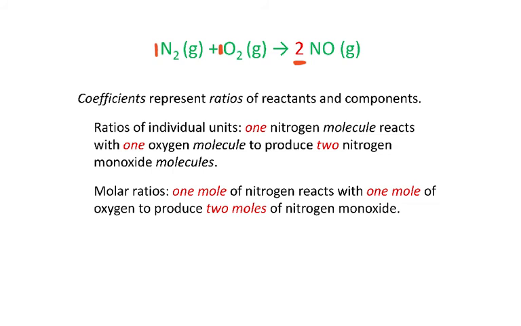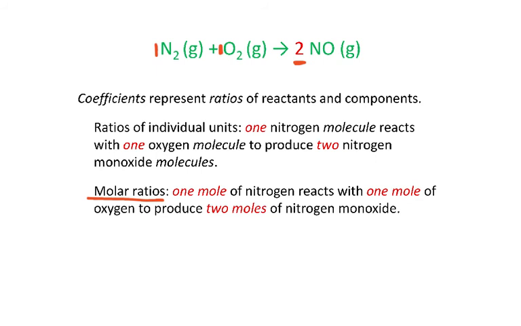It's like one nitrogen molecule reacts with one oxygen molecule to produce two nitrogen monoxide molecules. But we can also talk about molar ratios, which is simply scaling everything up, right? So 1 mole of nitrogen reacts with 1 mole of oxygen to produce 2 moles of nitrogen monoxide. So that same information shows up in one chemical equation. It's just, are you talking about molecules or are you talking about moles of molecules, right?